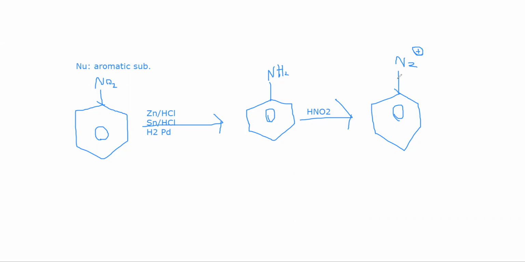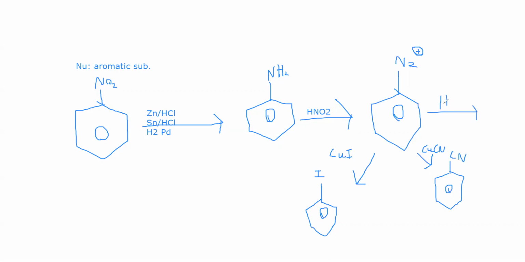If you treat this with a bunch of different things that have copper, there's a lot of them. I'm not going to go over all of them, but you can treat it with copper and iodine, and that will just replace the N2 with an iodine. You can treat it with a copper and a cyanate, and that'll replace the N2 with a nitrile. And then the kind of oddball is if you just treat it with water, you get an alcohol. Again, these aren't all of them, but these are just some examples to get some nucleophiles attached to a benzene ring.